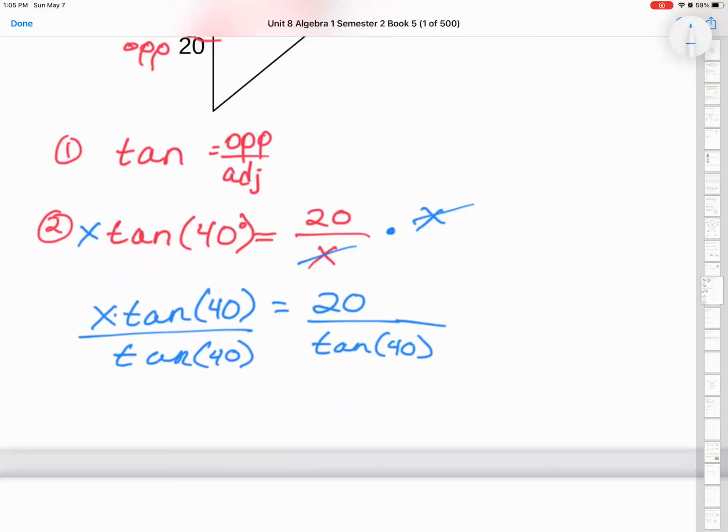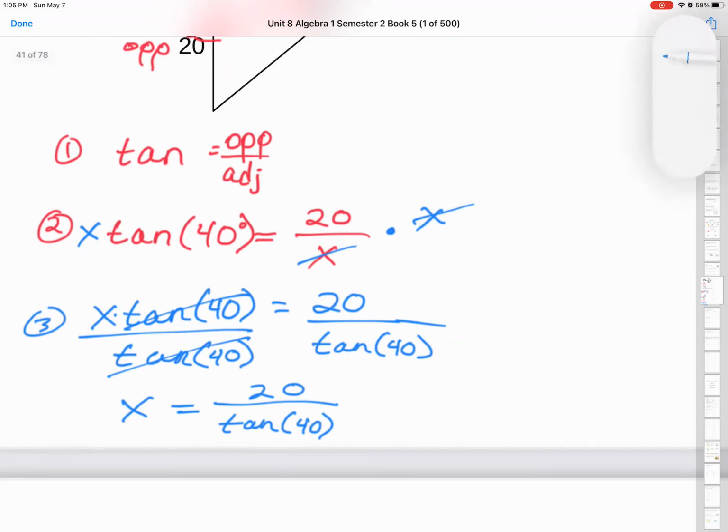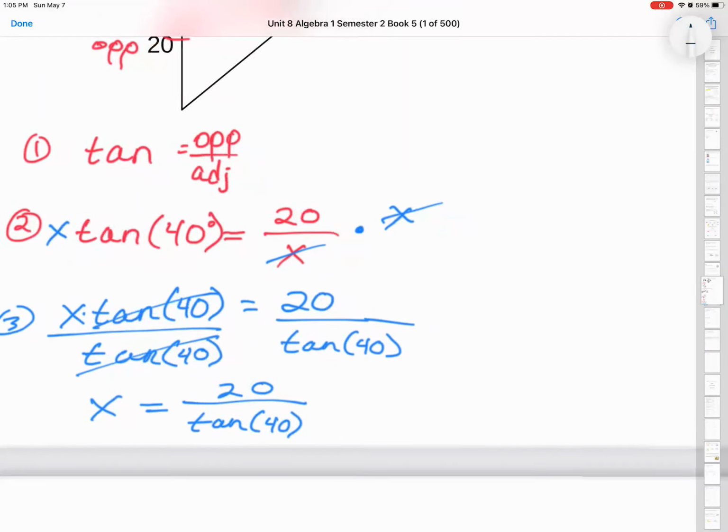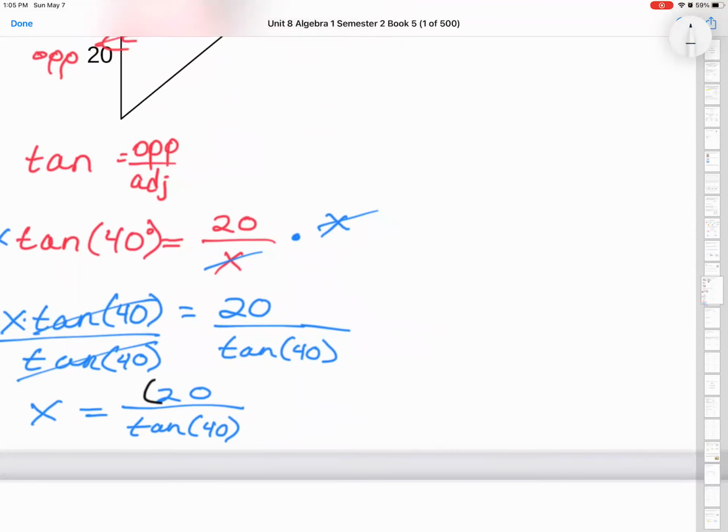Now, when we do that, these cancel out on the left side. And so x is equal to 20 divided by tangent of 40. And then at this point, again, this is really step 3 kicking in. We're going to go ahead and throw this into a calculator. Now, again, this is one set on top, so use those parentheses. Trust me, they do help.